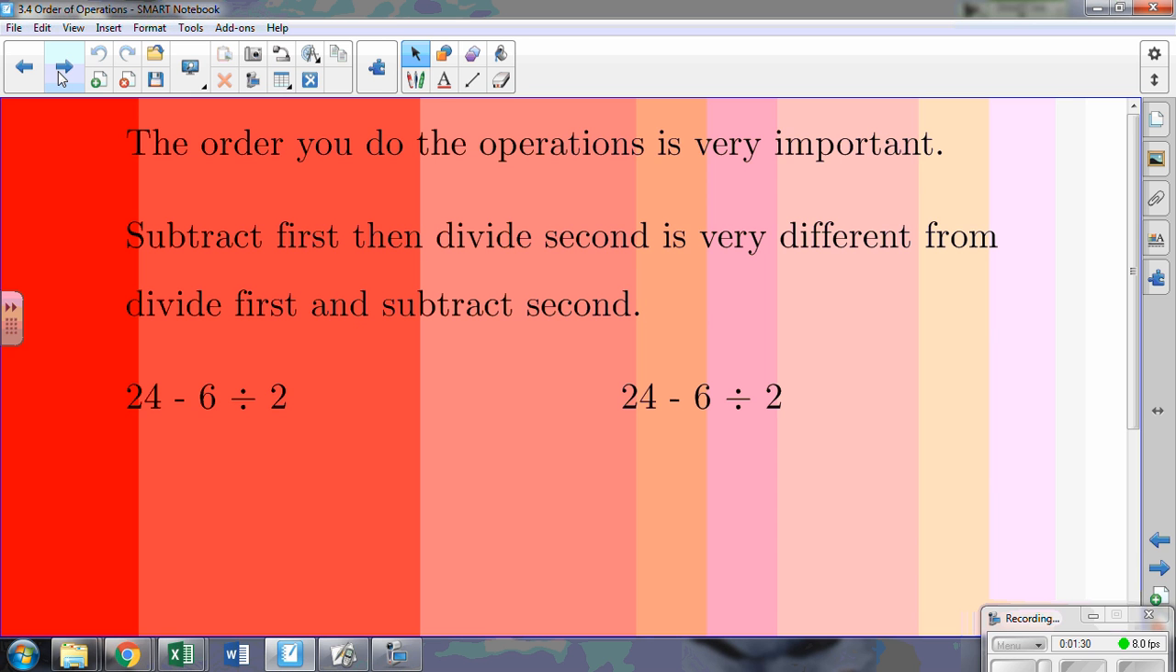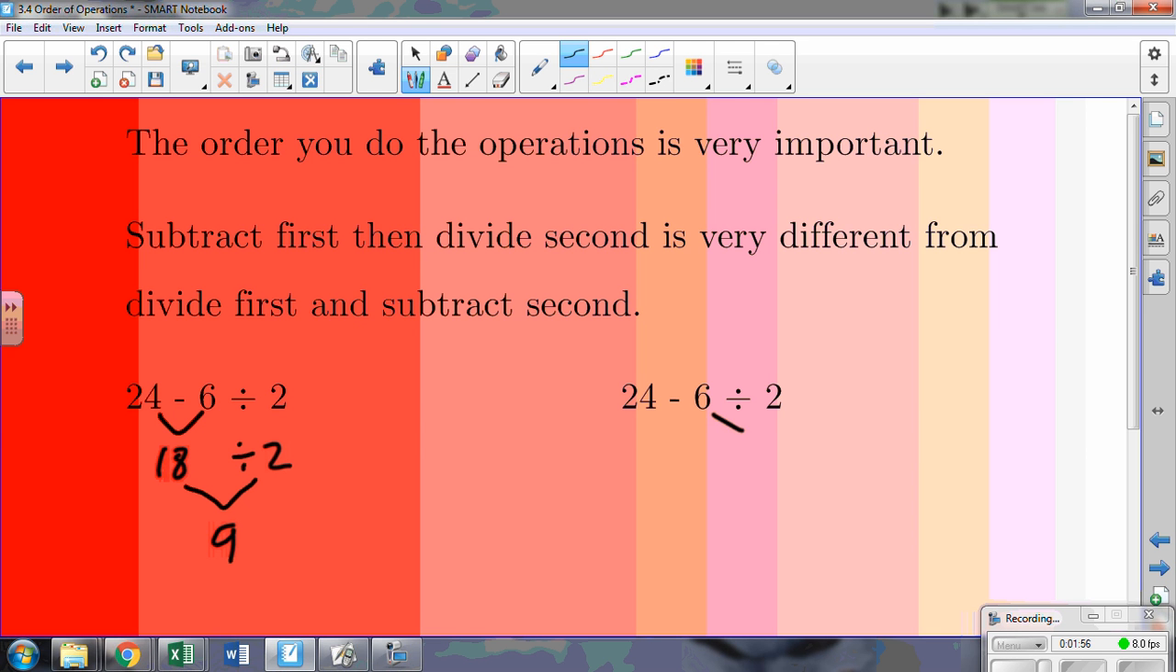Subtracting first and dividing second is a very different thing from divide first, subtract second. For instance, on the left, if we subtract first, 24 subtract 6 would give us 18. Dividing second, 18 divided by 2 would give us 9. Well, if we do that in a different order, where we divide as a first step, 6 divided by 2 would be 3, and then subtracting second, 24 subtract 3 gives us 21. We wind up with completely different answers.